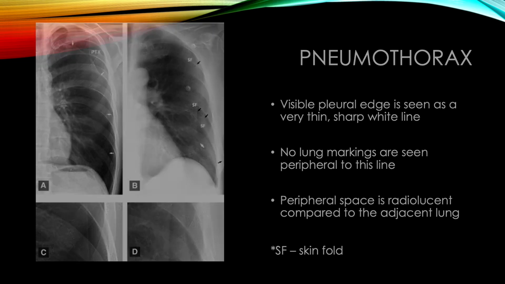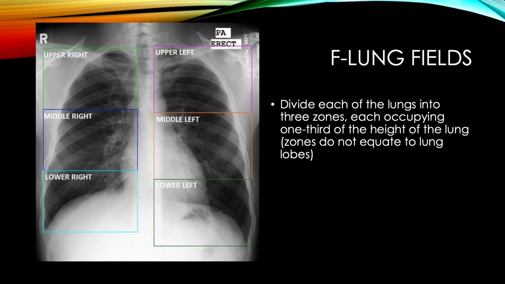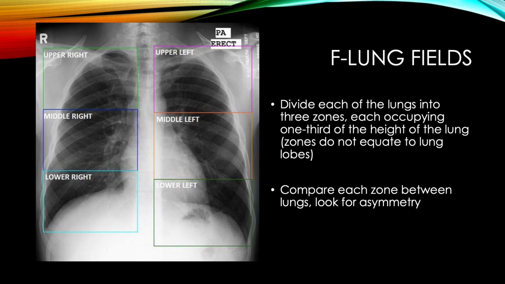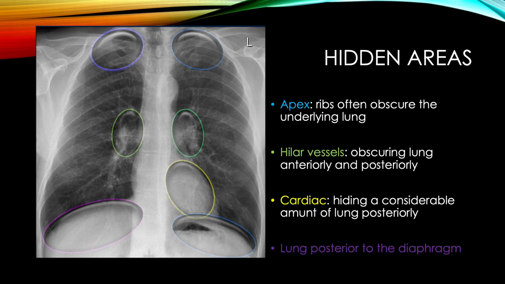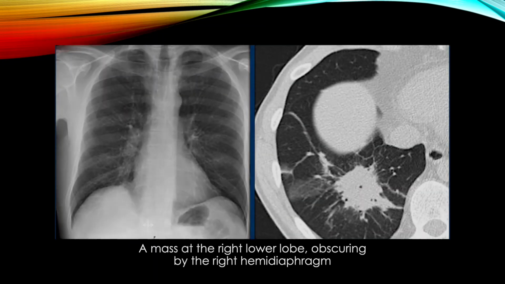line. F. Lung fields. On a chest radiograph, we divide each of the lungs into 3 zones, each occupying 1/3 of the height of the lung. Bear in mind that lung zones do not equate to lung lobes. Compare each zone between lungs, look for asymmetry. Do not forget to scrutinize the hidden areas. Pathology in the circled areas will be easily missed, which are the apex, hilar region, lung parenchyma posterior to the heart and diaphragm. Here's an example of a lesion in the hidden area. The right hemidiaphragm obscures a mass at the right lower lobe.